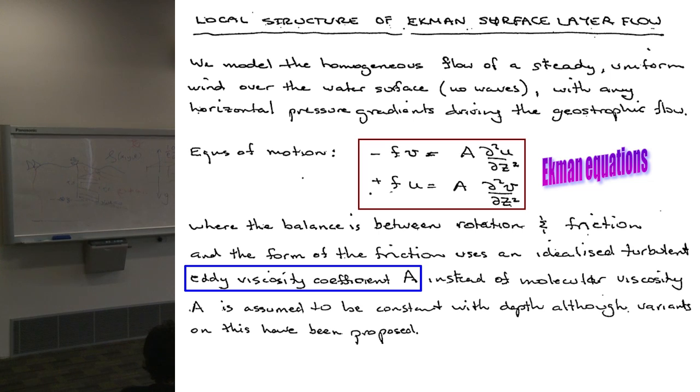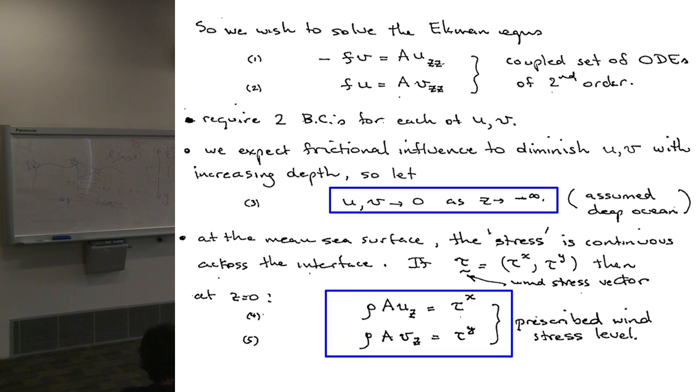Okay, the rotation terms on the left-hand side. On the right-hand side, this vertical shear, A is the vertical viscosity, okay? All right, so what are the assumptions? Basically steady flow, rotation, and friction in the vertical sense are dominating the balance here. It's a steady state setup. Basically, this is a coupled set of ordinary differential equations of second order.